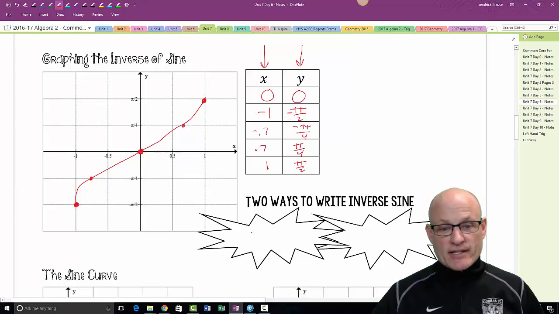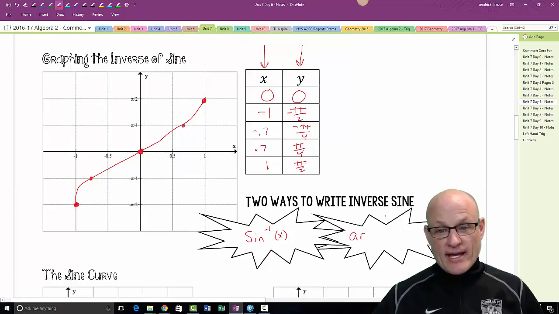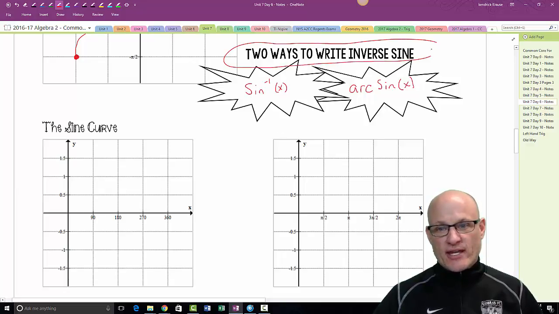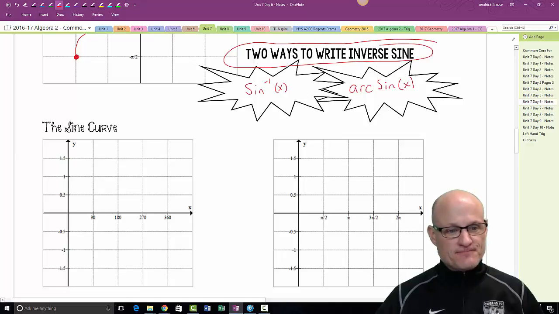This can be written like this: sine, just like we've done before, -1 of x. Or oftentimes you'll also see it written as arcsine. These both mean inverses. So arcsine of x and sine -1 of x, or inverse sine, are both ways to say the inverse sine function.